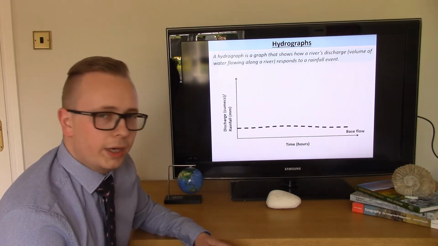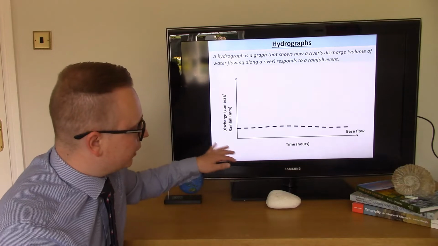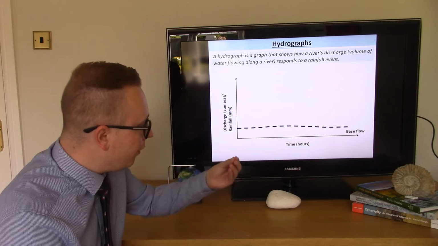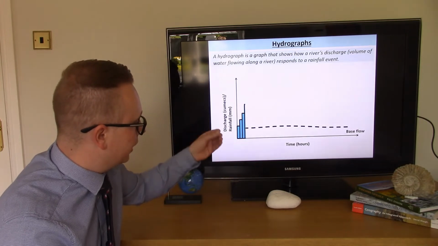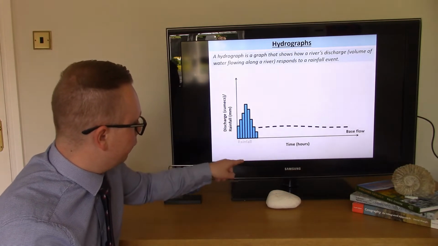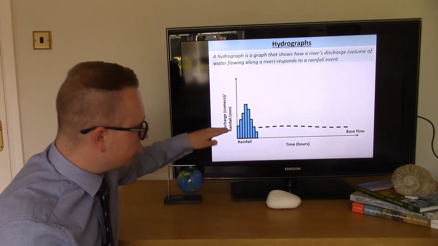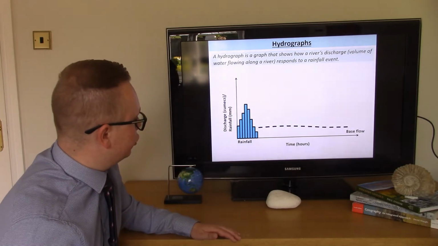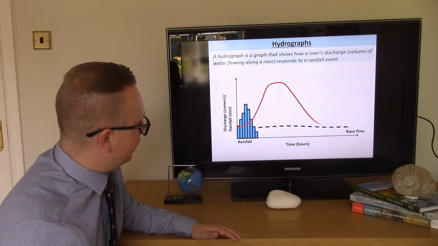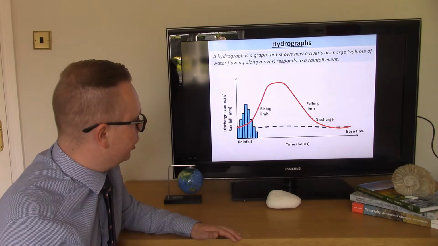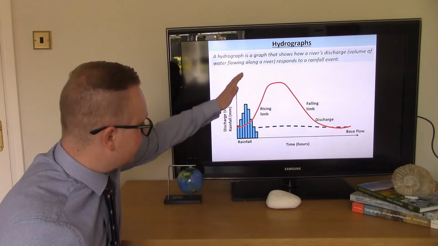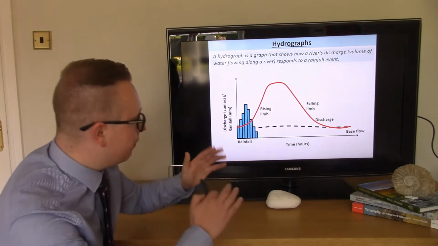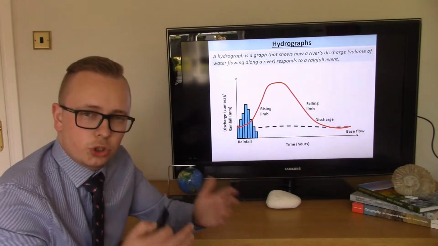Now, what you often see on a hydrograph is a line like this. This marks base flow. This is the normal flow conditions of our river. But what we're interested in is how our river responds to a particular rainfall event. So here we've got some rainfall plotted on as bars. Obviously that's going to add water to our channel and increase its discharge. And so what you'll then see, we have a curve here. This is our discharge curve, and we can see where the water level's rising. We call it our rising limb. And when the water level falls, we've got our falling limb. And the shape of these limbs is important when you're describing hydrographs.